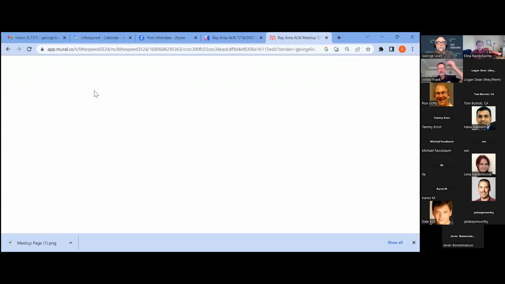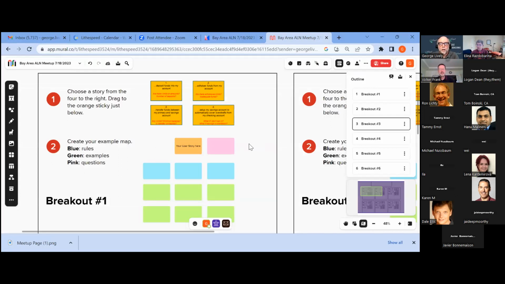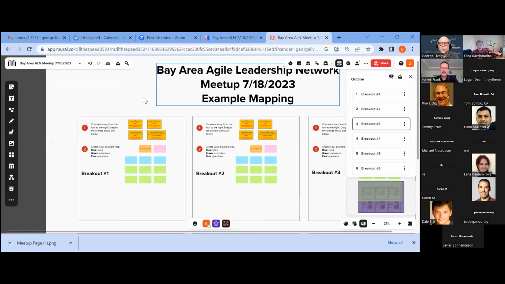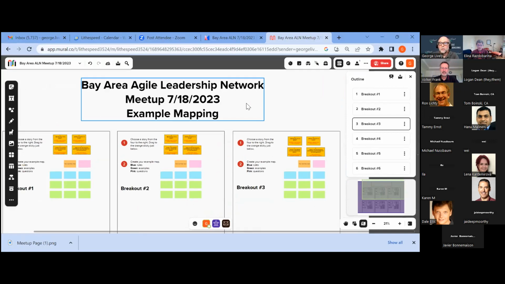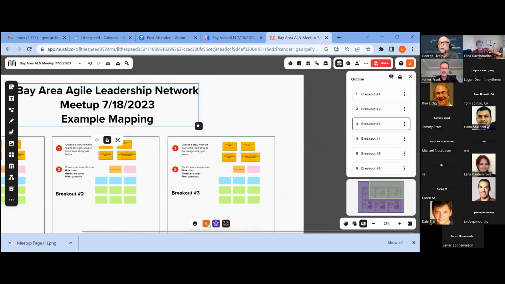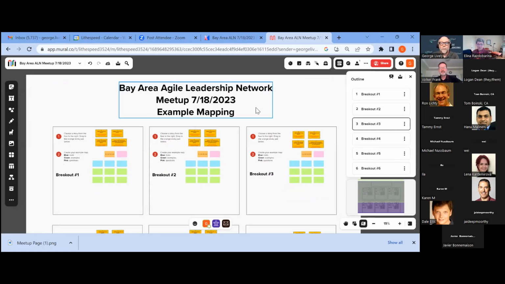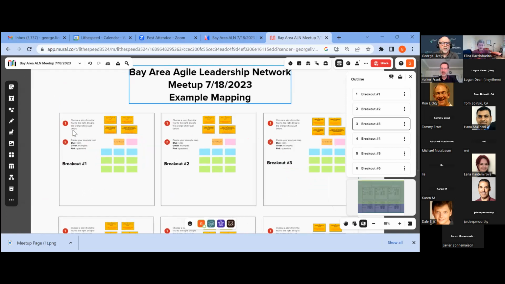Okay, yeah, here it is. So what I have, and for those of you who are familiar with Mural, this should be very easy for you to navigate through, but I do have an outline set up so that once we understand which breakout we're in, you can go to breakout 1, 2, 3, 4, 5, or 6. With 17 people total, we probably won't need all 6 of these. Probably 3 will do, I would guess. But very simple.